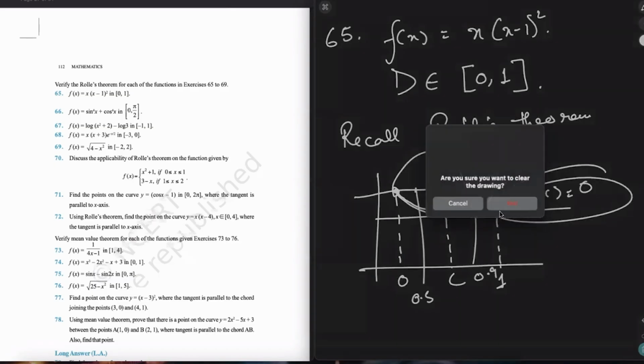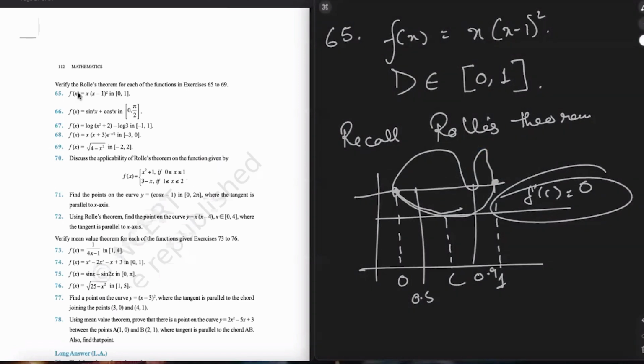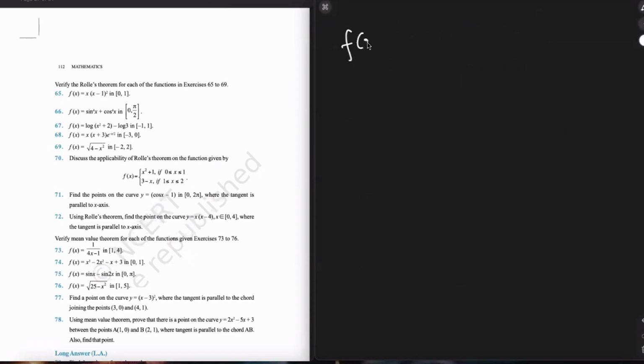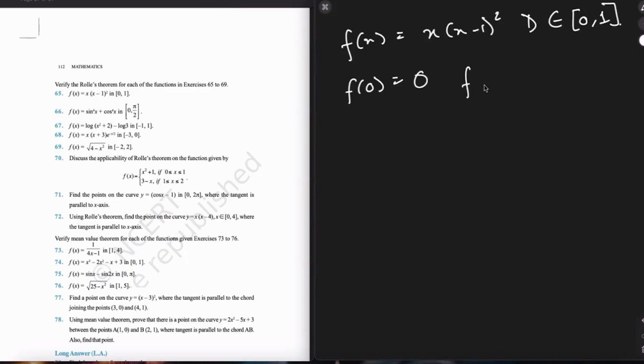So let's see how to do this. The question given to me was this: f(x) is equal to x into (x minus 1) whole square, and the domain given is 0 to 1. Alright, simple enough. Now if I ask what is the value at 0, you can say 0. At f1, what is the value? Okay, 0. So you are getting the same two values.